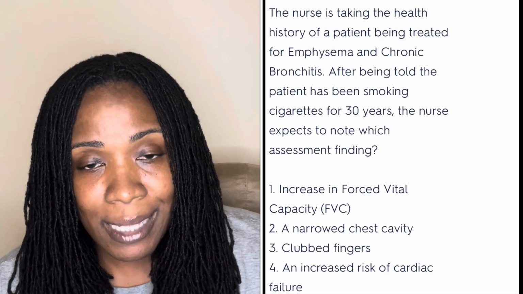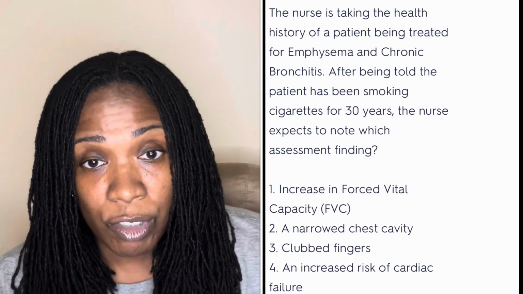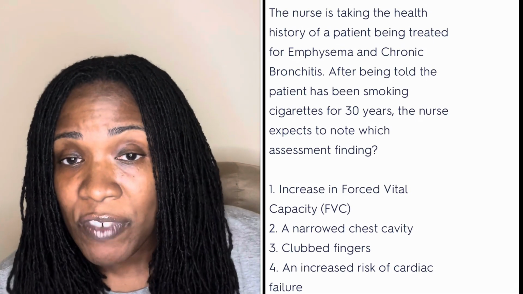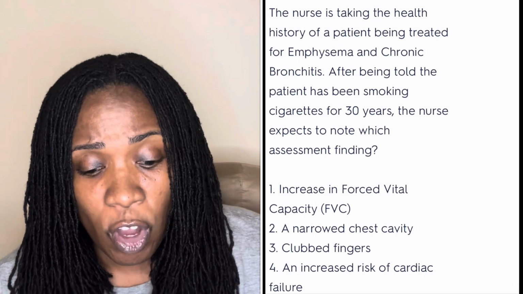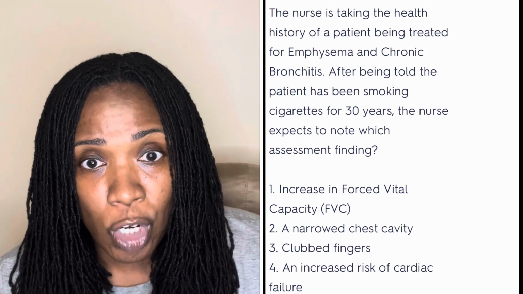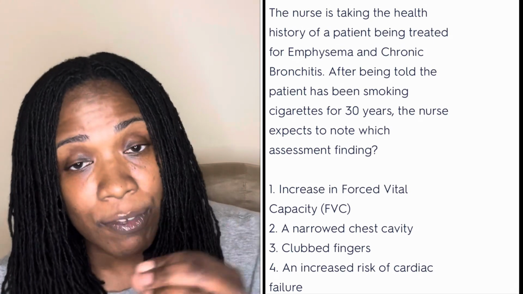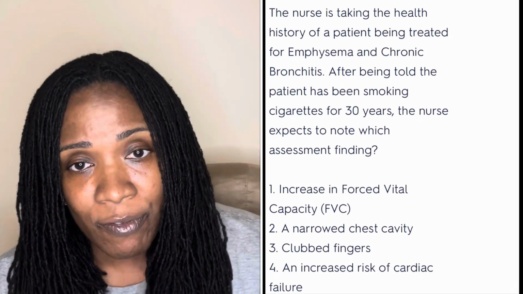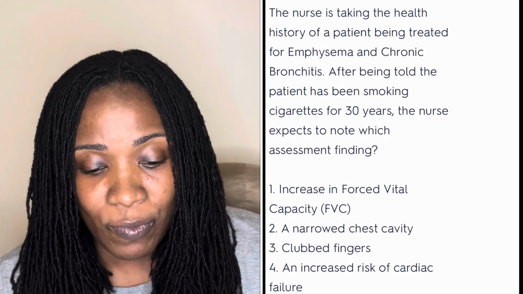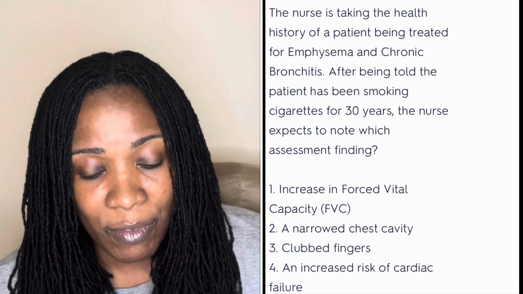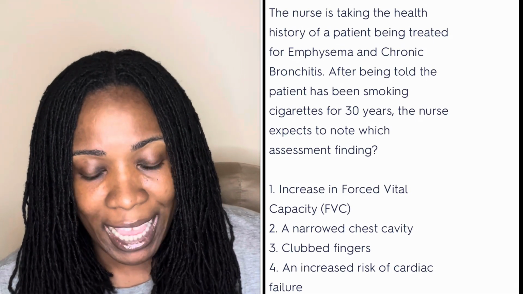This patient has emphysema and chronic bronchitis. Out of COPD, chronic obstructive pulmonary disease, your patient has both emphysema and chronic bronchitis. The patient has been smoking for over 30 years. What would you expect to notate in this patient as an assessment finding? Would you expect to see increase in forced vital capacity, a narrow chest cavity, clubbed fingers, or an increased risk of cardiac failure?